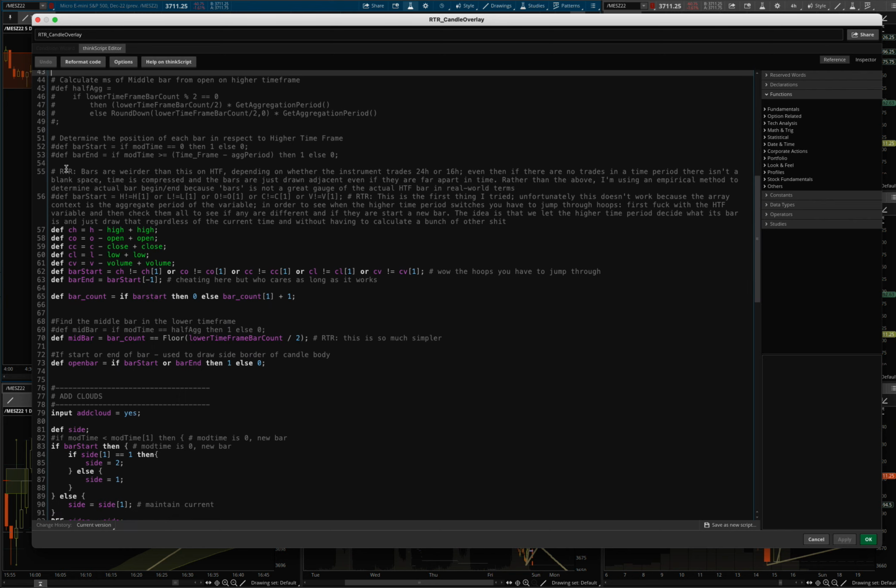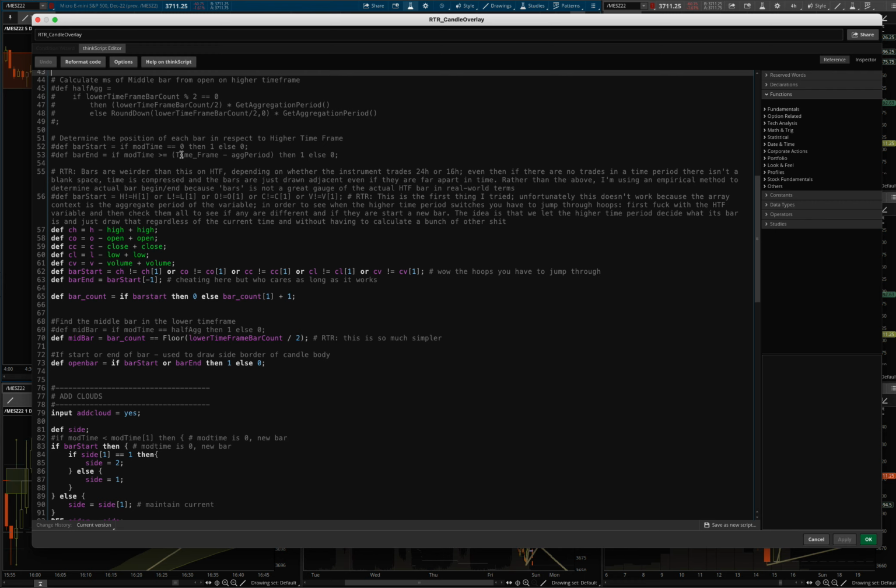I added some notes in here because the bar start and bar end don't work. I tried adding hard-coded offsets to this mod time, but the offsets are different depending on the time period. This script, as it was given to me, works fine up until an hour. An hour is the last time it works fine. At 2 hours it starts breaking, at 4 hours it breaks more, and it just keeps going on up.